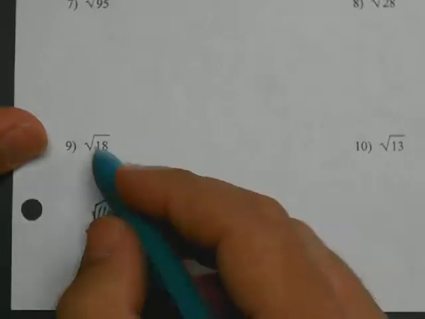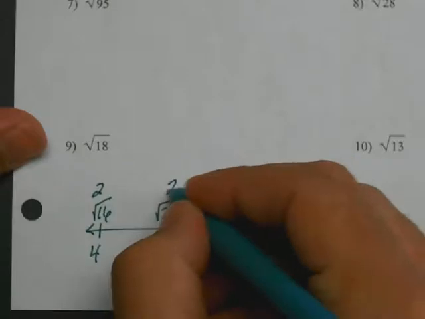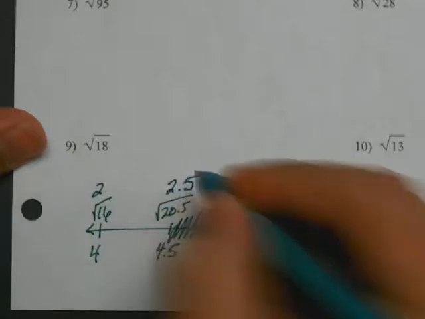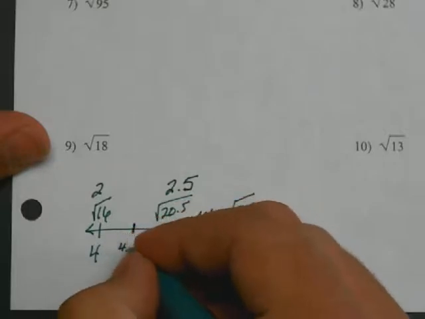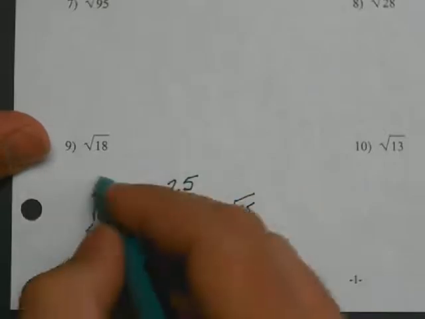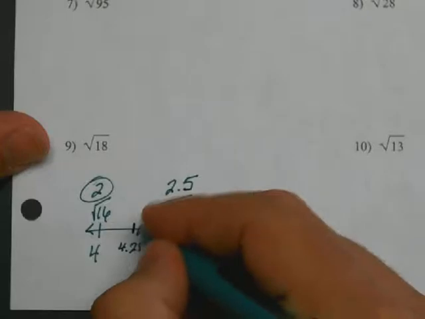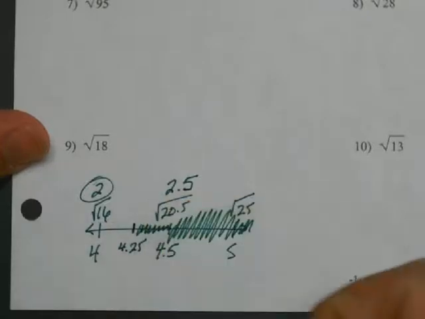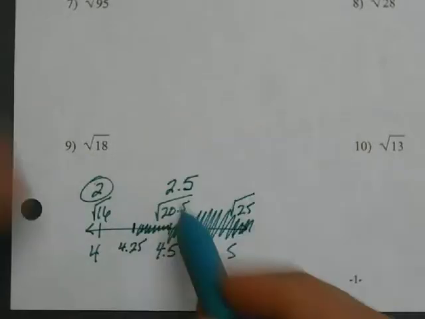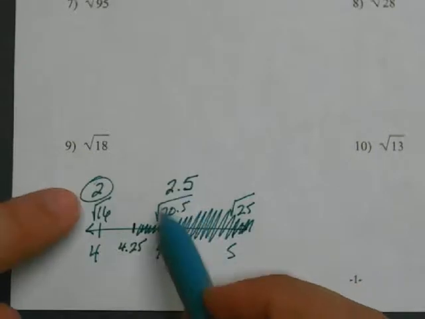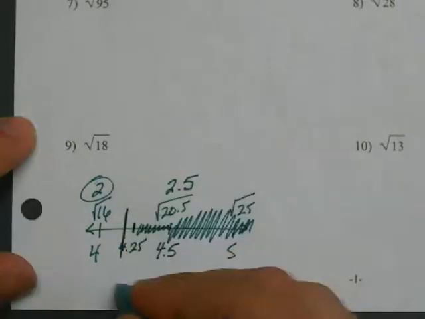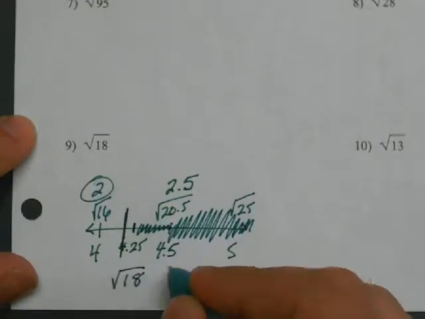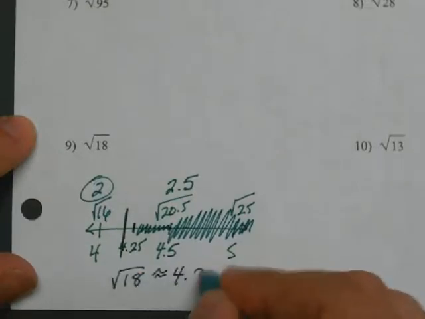Well, 18 is 2 away from this, and it's 2.5 from here. Now, this is where this really gets good, because this middle number is 4.25. Which number is smaller? This number is smaller, so it's going to be on this side, so you can shade this side over here. So it's going to be somewhere around here. Those numbers are really close. If they were the exact same, it would be exactly in the middle, but because it's not, it's going to be about right here. So I'm going to say the square root of 18 is approximately 4.2.